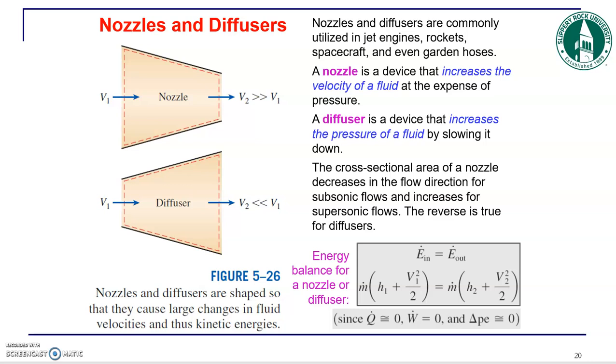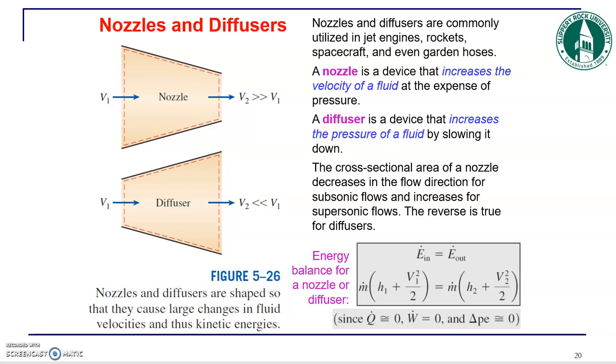Hello everyone. Today we want to talk about the nozzles and diffusers. We already talked about the first law of thermodynamics and conservation of mass applied to open systems. So we want to talk about a specific system, which is basically nozzles and diffusers. So a nozzle, what is a nozzle? A nozzle is a device that increases the velocity of a fluid, right?